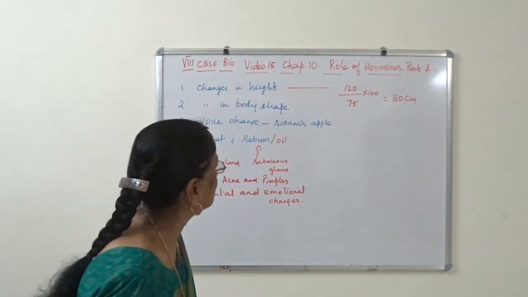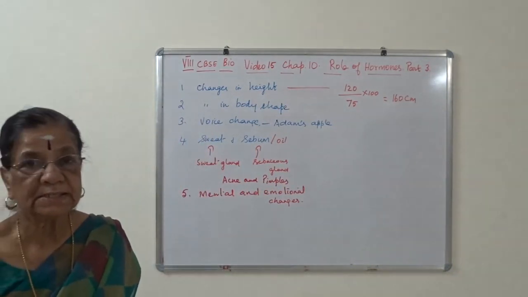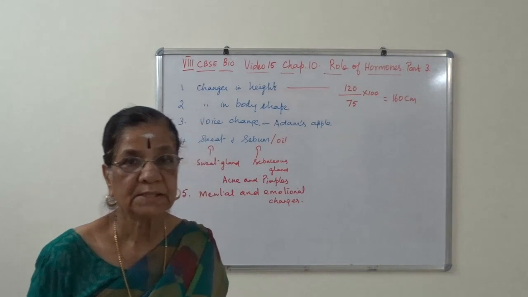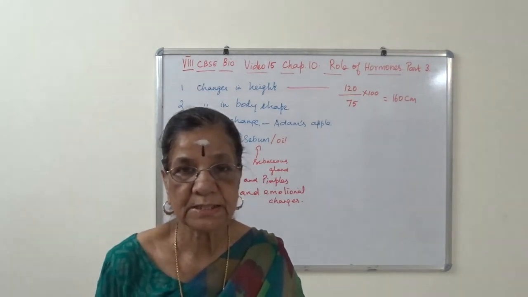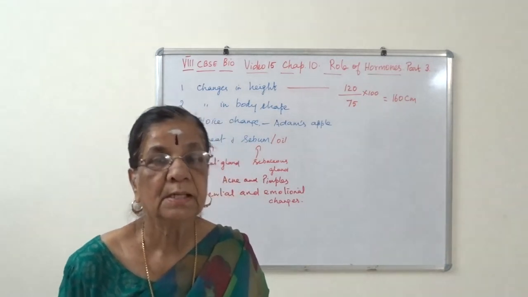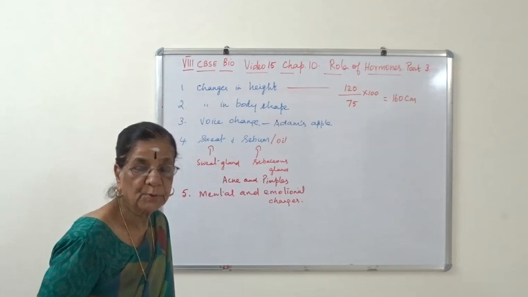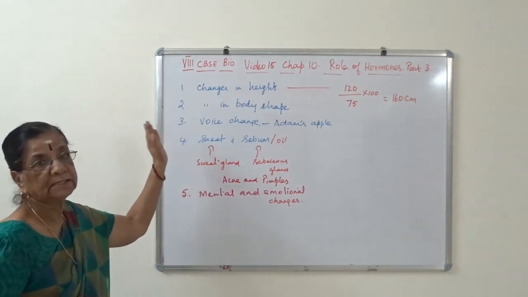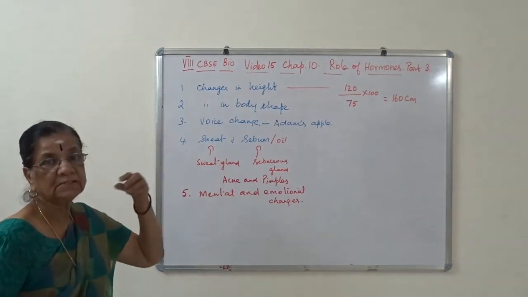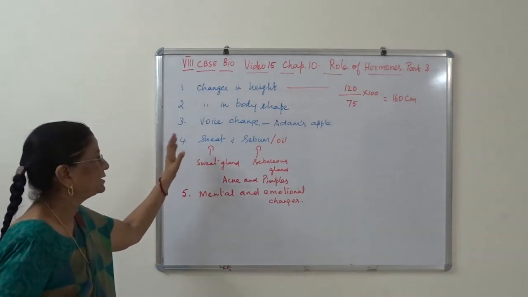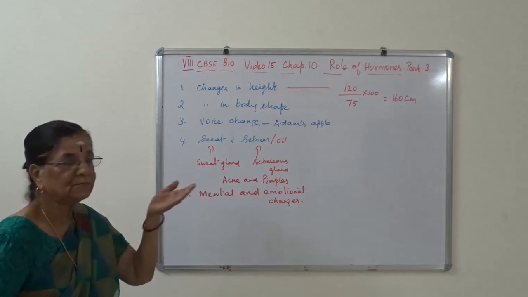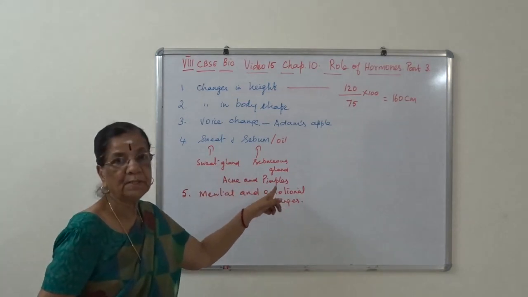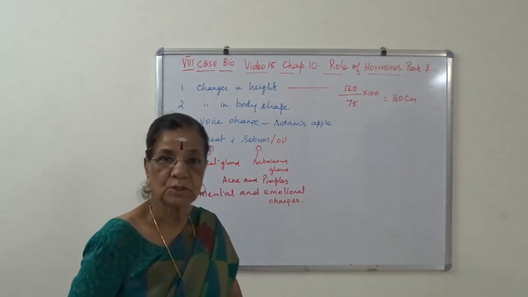So this is a continuation which we will do in the next video session. So far we have learned in this video number 15, reaching the age of adolescence part 3, about sex determination as sex chromosome and then about puberty and adolescence, and as a result there are these changes in height, changes in body shape, voice change, that is in boys it is Adam's apple, sweat and sebum, that is increased activity of the sweat gland and sebaceous gland resulting in acne and pimple formation. Then mental and emotional changes.